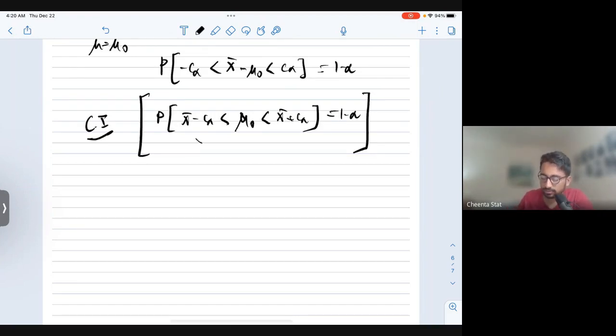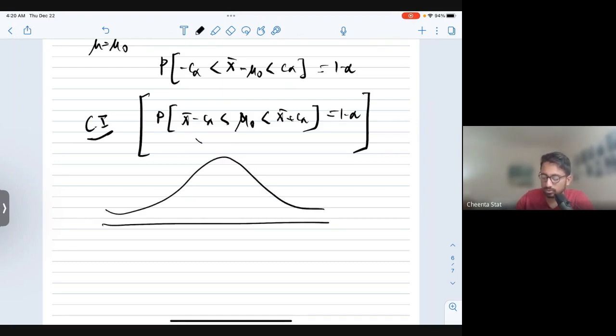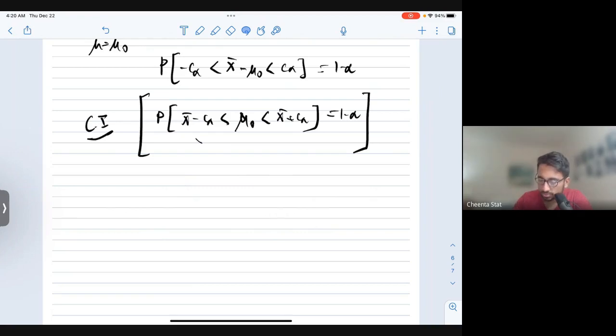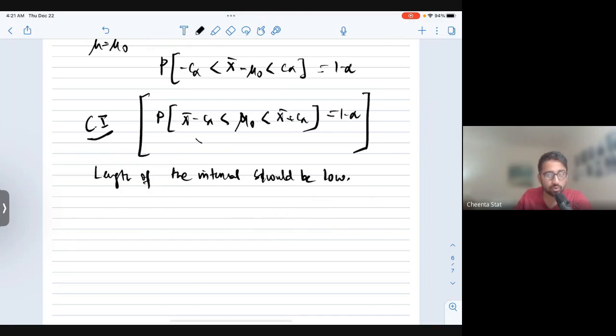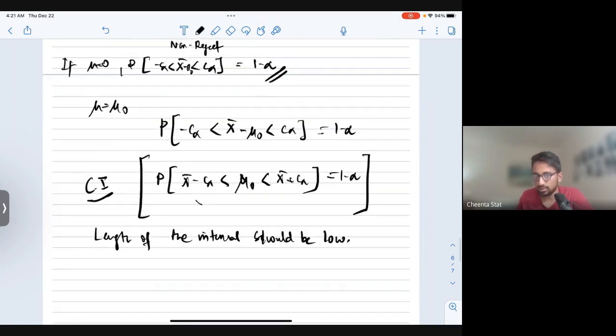Understand, let's say this is a distribution, okay? So X bar has a distribution. If you increase the length, of course the probability will be increasing, right? So the goal is to find the minimum length. A good confidence interval means that the length of the interval should be low too. So it can be shown that for good statistical tests, the length is minimum, 2 c alpha.